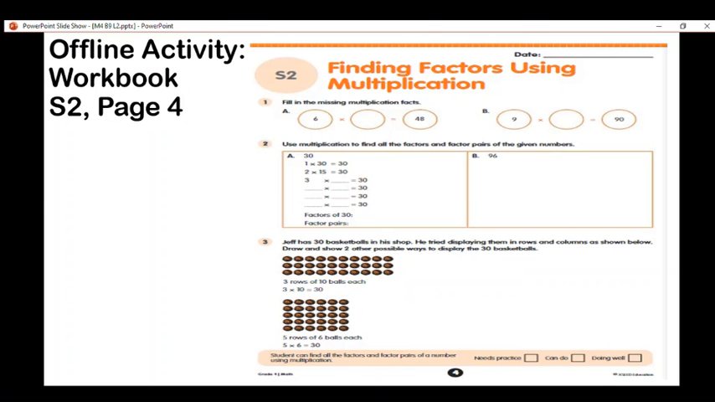Now that you know how to find factors, I want you to get your workbook and open seat work number 2, finding factors using multiplication, on page 4. So please read the instructions carefully and submit your work afterwards.